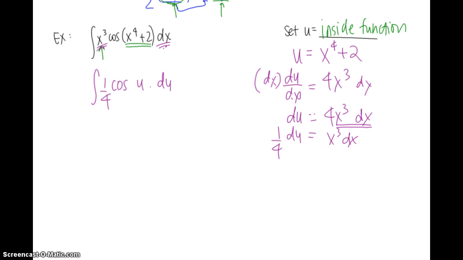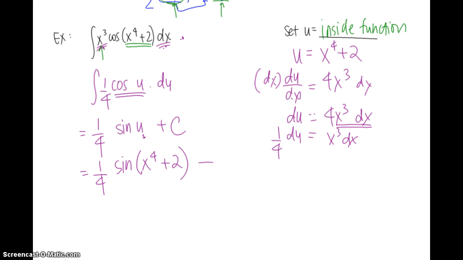And now this integration becomes really easy, this antiderivative. So when we take the antiderivative, what is the constant I can just pull out? The antiderivative of cosine u is sine u plus c, right? And just a quick check, the derivative of sine u is positive cosine u, so we did good. And then, of course, in our original problem there was no u, so we need to replace this u back with what, in terms of x. So I get 1/4 sine of x to the 4th plus 2, plus that c.